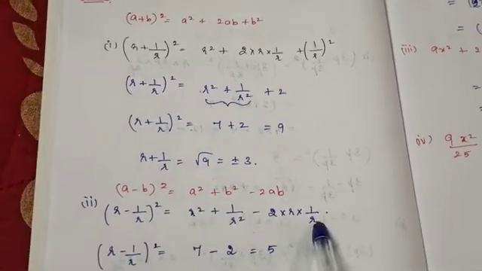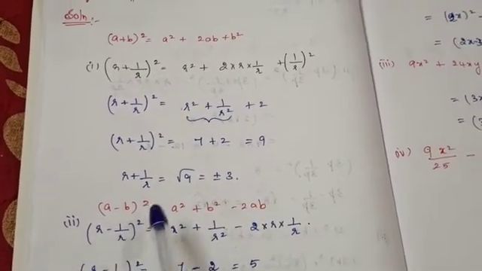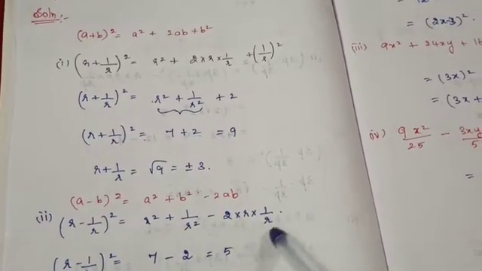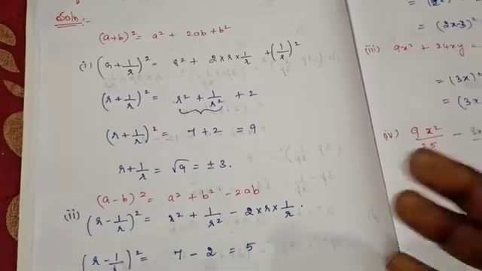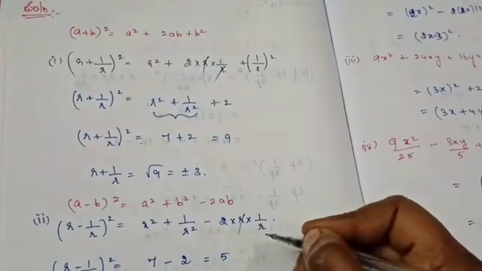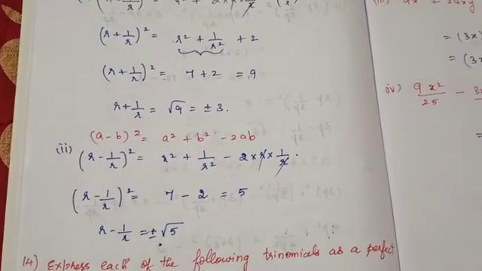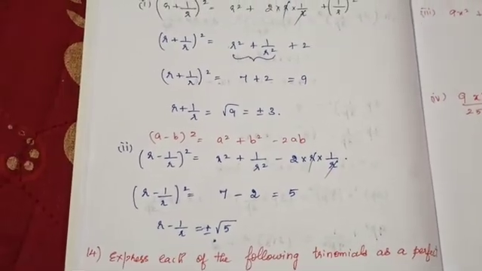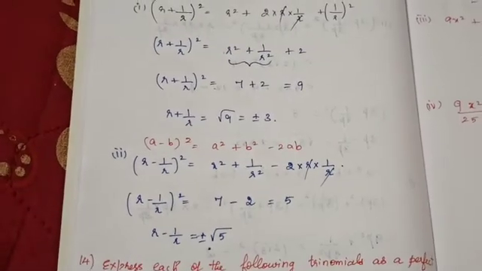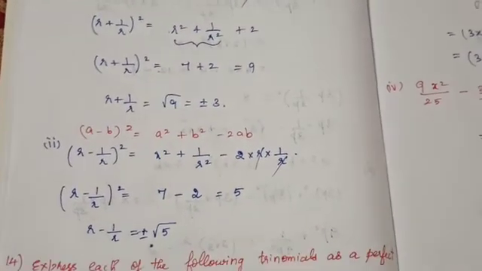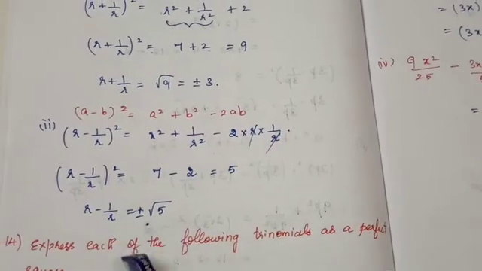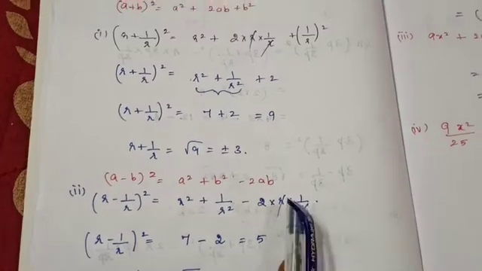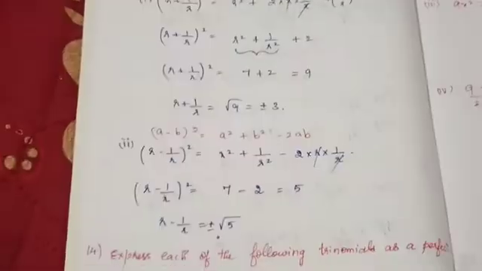Next, using the minus formula, you substitute: r minus 1 by r the whole square is equal to r square plus 1 by r square minus 2 into r into 1 by r, cancel. So r and r cancel. Okay, r minus 1 by r whole square is equal to 7 minus 2, because you know the value r square plus 1 by r square is equal to 7. So 7 minus 2 is 5. Taking the square root, r minus 1 by r is equal to plus or minus root 5. This same model, the 13th sum is also the same model. So you copy down the 12th sum and do the 13th sum.